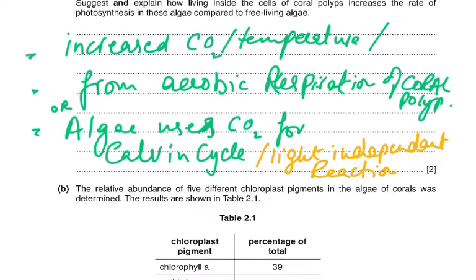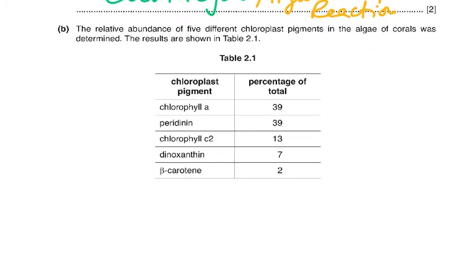Then we come on to the next part of the question. The relative abundance of 5 different chloroplast pigments in the algae of corals was determined. The results are shown in table 2.1. Chlorophyll A 39%, peridinin 39, chlorophyll C2 13, dinoxanthin and beta carotene 7 and 2. So they've just given you the chloroplast pigments.